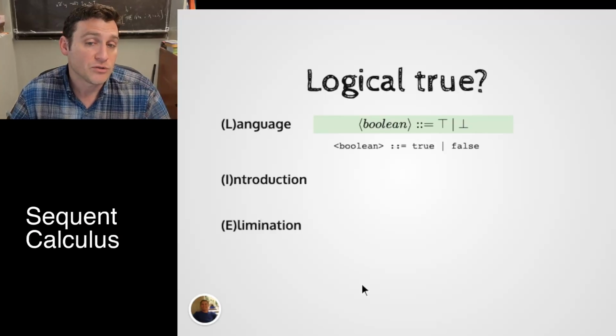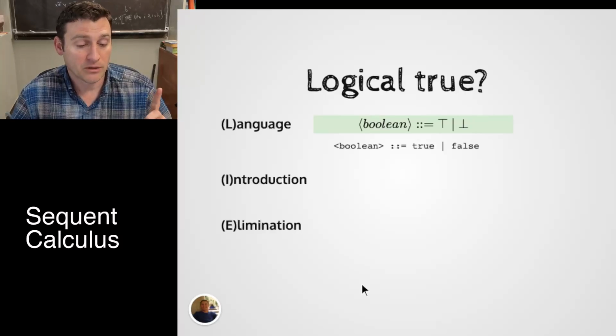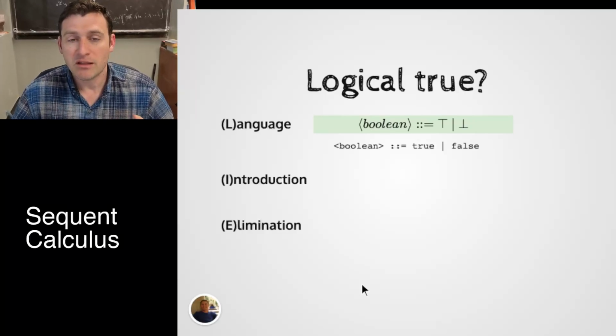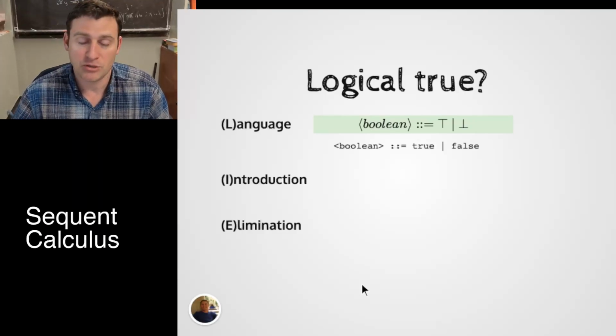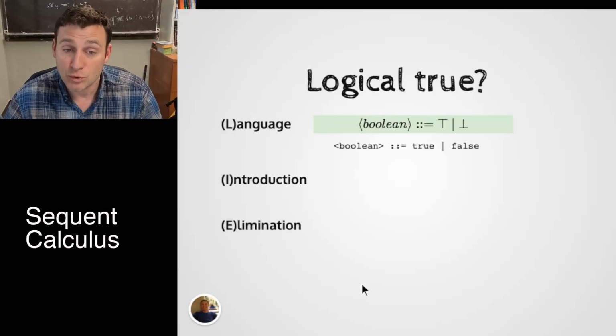Now, how would I introduce true? The key idea about truth is that you can just say something is true, but let me be careful what I mean by that. What I mean is I'm always allowed to conclude truth. It doesn't mean that I can say anything I want happens to be true. It just means that I can always end with something that is true.